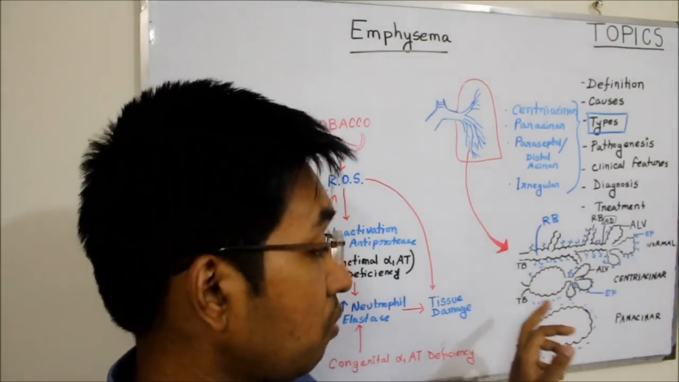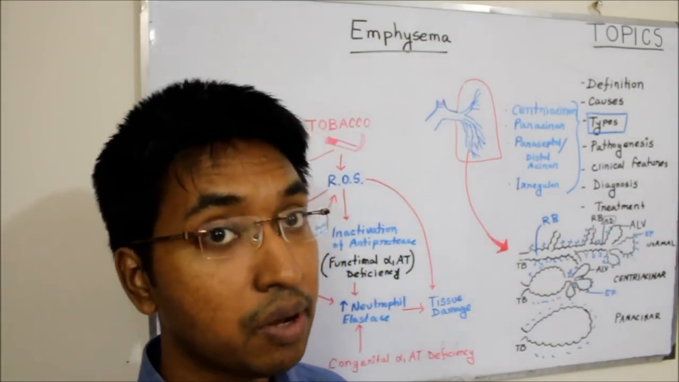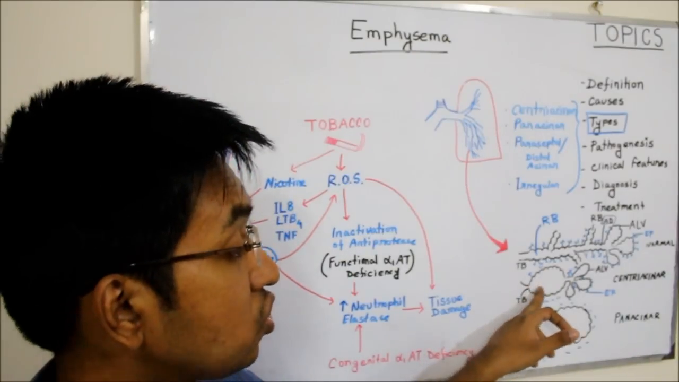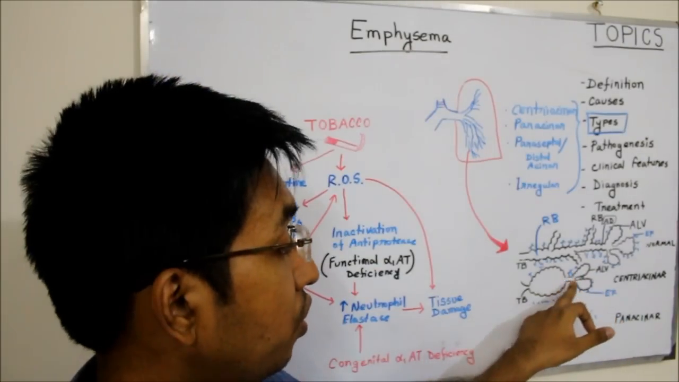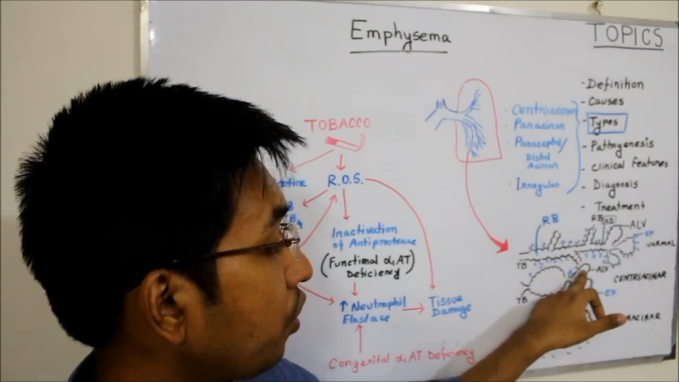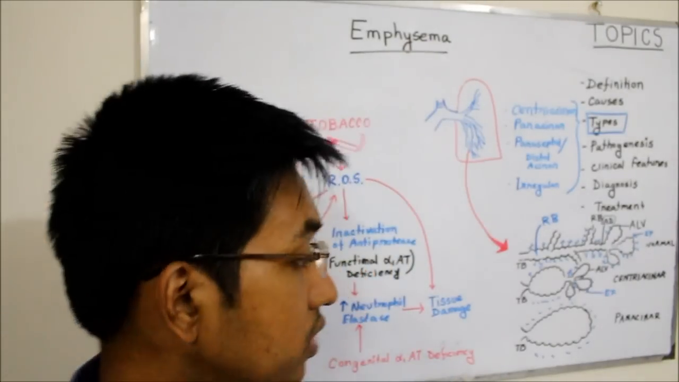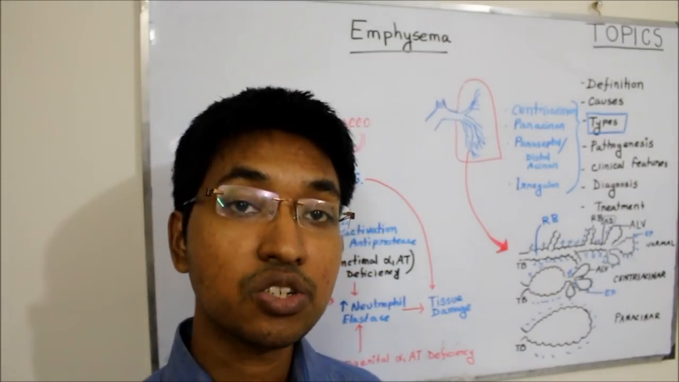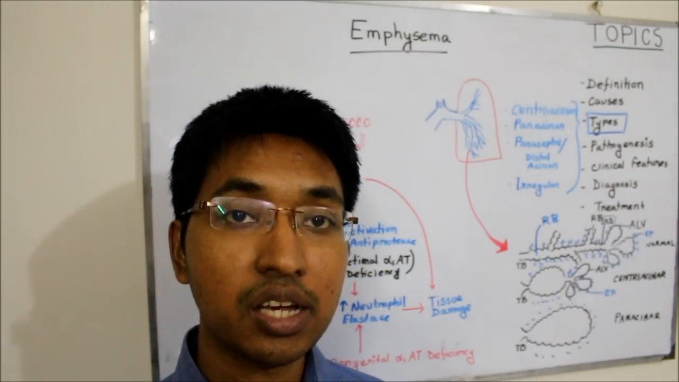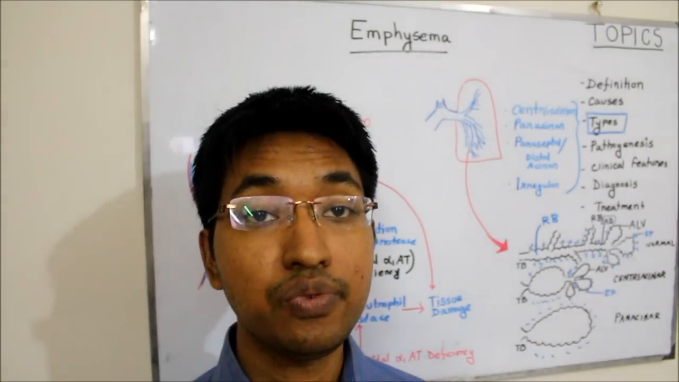beyond the terminal bronchiole. So by definition it is no doubt emphysema, but emphysema here is occurring only in the respiratory bronchiole. Look at the alveolar duct or the alveolar sac. They look normal. So this is Centriacinar emphysema. Only the central part of the respiratory acini was involved in this type of emphysema.